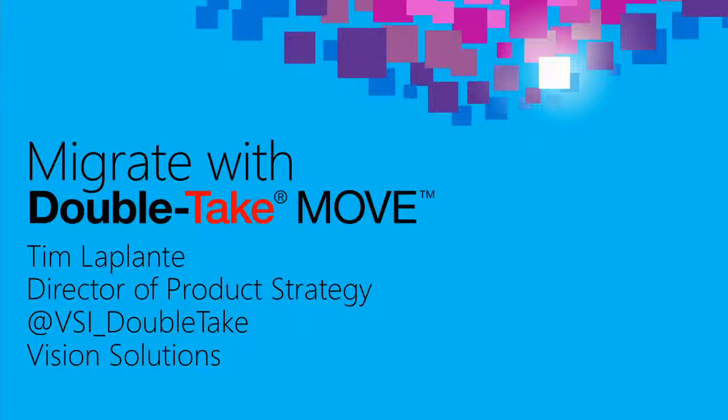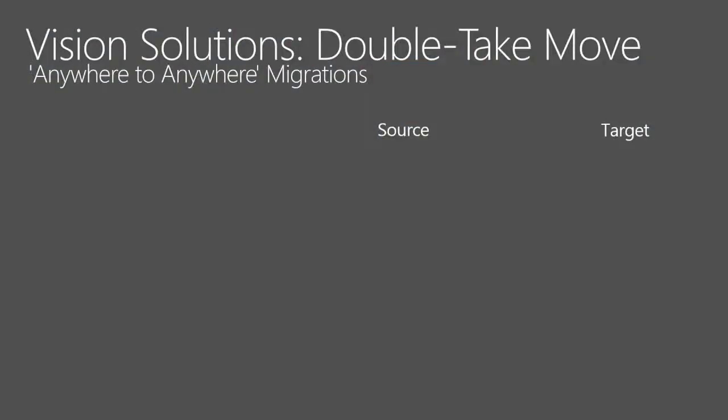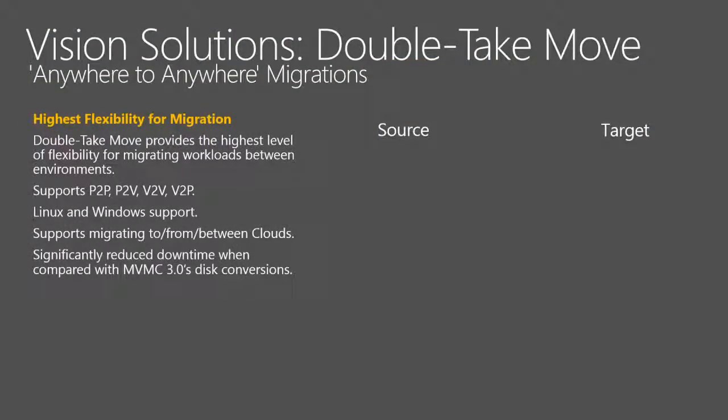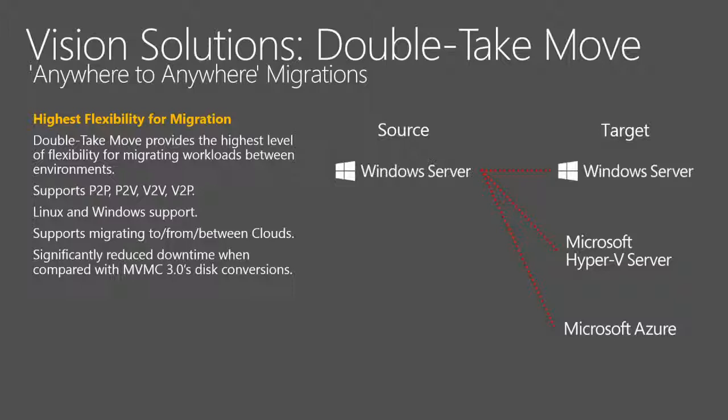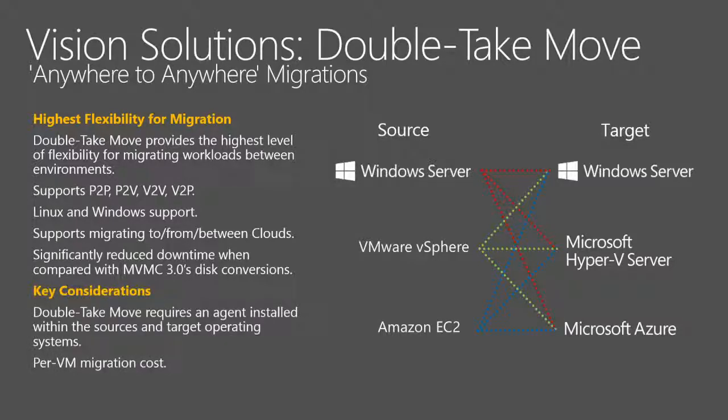All right, thanks. Hello. All right, so I'm Tim O'Plan, the Director of Product Strategy for Vision Solutions. We're going to talk about our Double Take Move product. Our Double Take Move product will allow you to go from really anything to anything. Whether that be a physical server going to another physical server, a virtual server, or into the cloud, you can go virtual into all of those. And then you can also do cloud across all of those different platforms. We do that for both Windows and Linux servers.